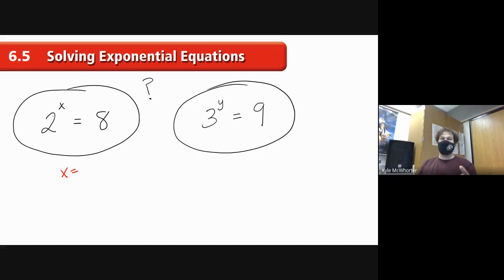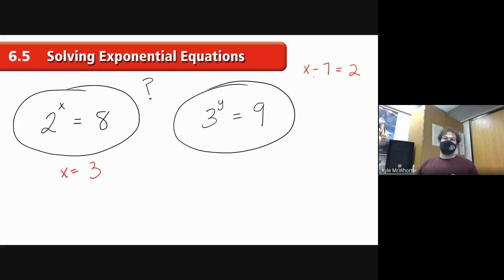How many times are you going to multiply 2 by itself? 2 times 2 is 4, times 2 again would be 8. So 2 to the third power would be 8. So one way to solve this, in your head, is to say 2 to the third power equals 8. It's kind of like before when you could have x minus 7 equals 2, and some people could just look at that and say, well, x is 9, because 9 minus 7 is 2.